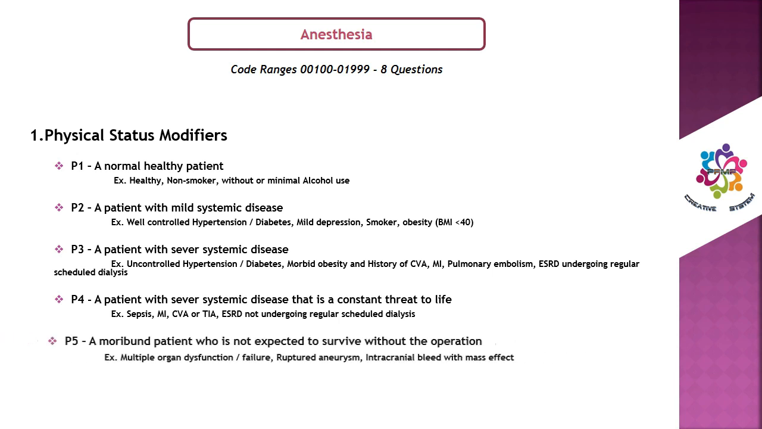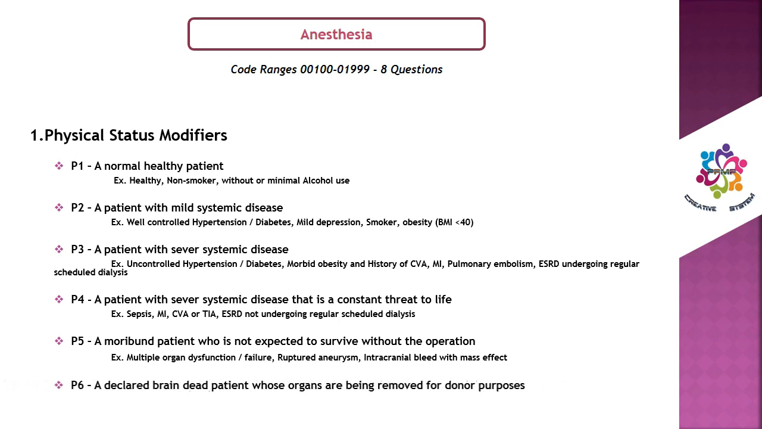5. P5 modifier, which denotes a moribund patient who is not expected to survive without the operation. Example: multiple organ dysfunction or failure, ruptured aneurysm, intracranial bleed with mass effect. 6. P6 modifier, which denotes a declared brain dead patient whose organs are being removed for donor purposes.